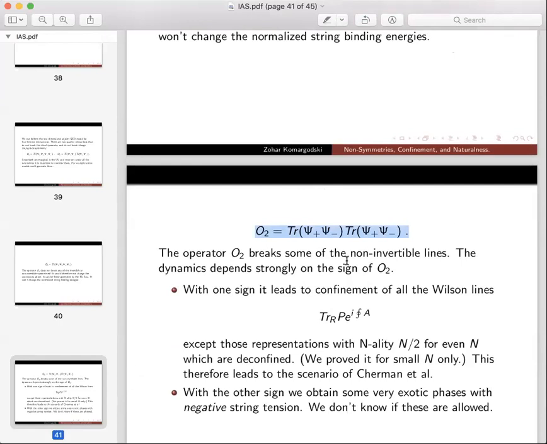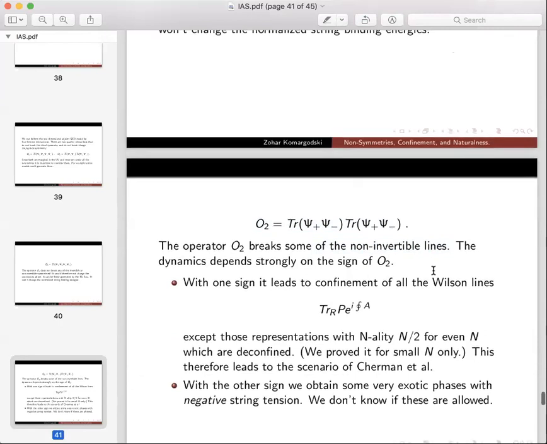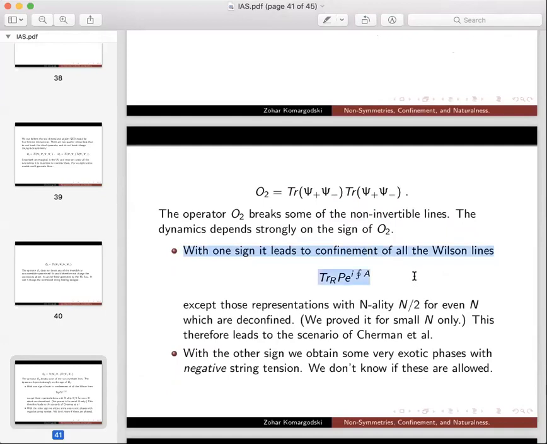O2 breaks some of the non-invertible symmetries, but not all of them. And you can add it to the action, and you can use the techniques of softly broken defect symmetries to understand the dynamics. What you find is that with one sign, it leads to the scenario that I mentioned before, which is a deconfined quark with a nullity n/2, but all the other quarks are confined. So that's what happens when you add this operator with one concrete sign. If you add it with the other sign, we get some funny phases that we don't understand with some negative string tension, and we don't know if adding this operator with the other sign is actually allowed.